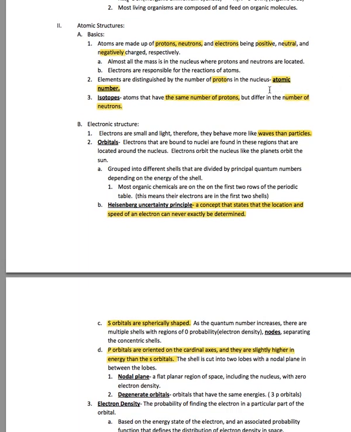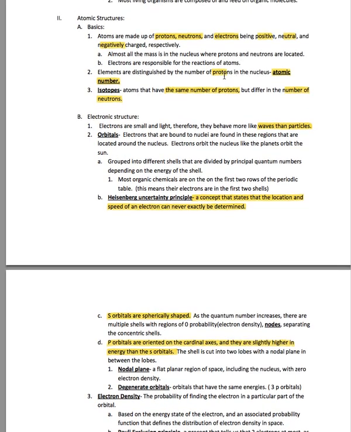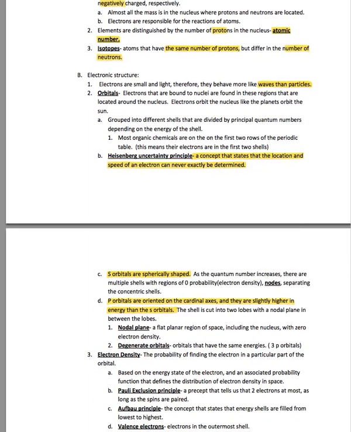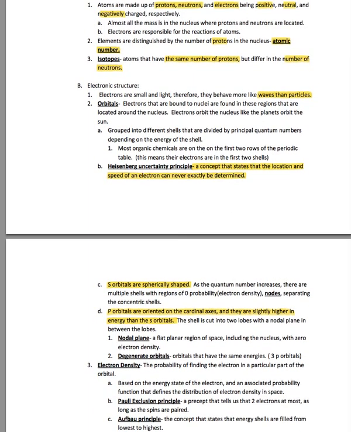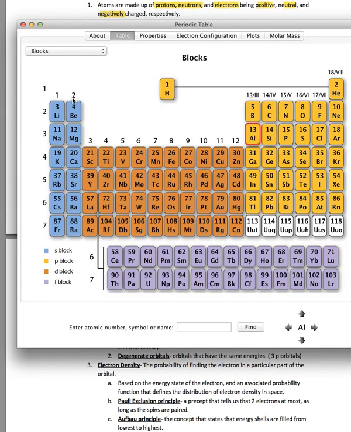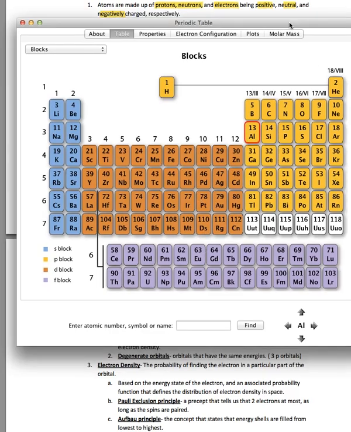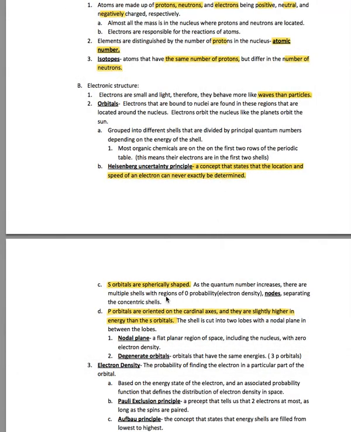To get the number of neutrons, you take what's called the mass number, and you subtract the number of protons from that mass number. Remember, the atomic mass and the atomic number are not the same thing. Only for carbon-12 is that true. Isotopes have the same number of protons but different numbers of neutrons. Orbitals are the paths that the electron takes within those shells. So there's the s, the p, the d, the f. All right, and then the shapes.